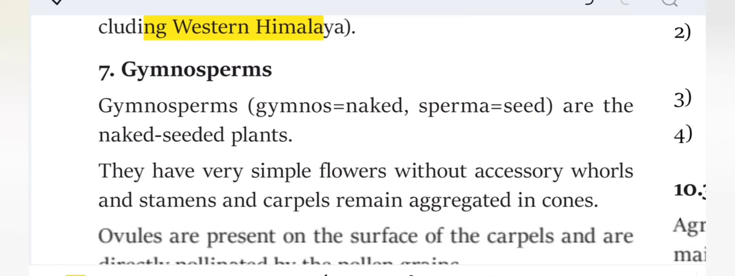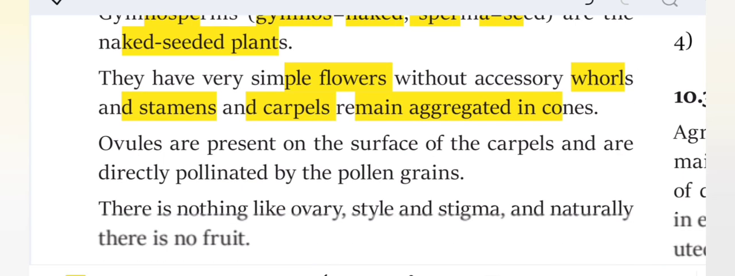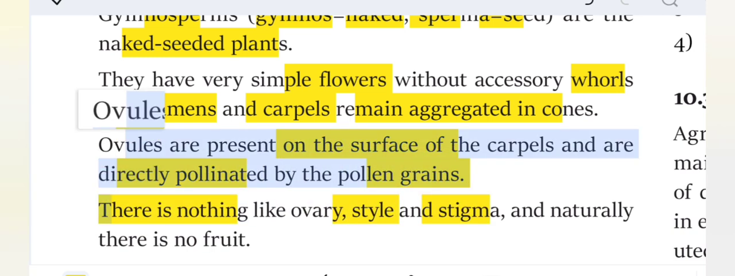Now, gymnosperm. Gymnos means naked and sperma means seed. Gymnosperms are the naked seeded plants. They have very simple flowers without accessory whorls, and stamens and carpels remain aggregated in cones. Ovules are present on the surface of the carpels and are directly pollinated by pollen grains. There is nothing like ovary, style and stigma, and naturally there is no fruit.